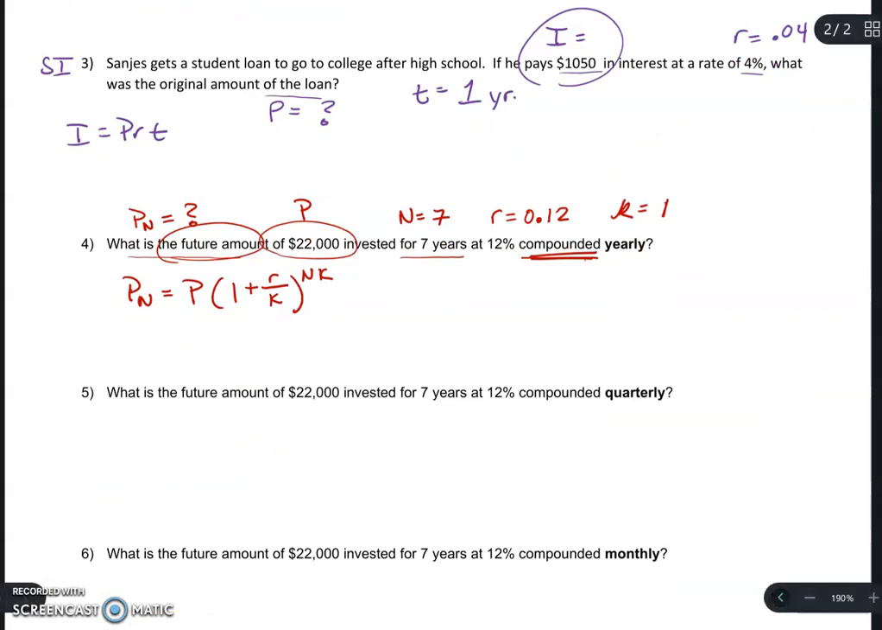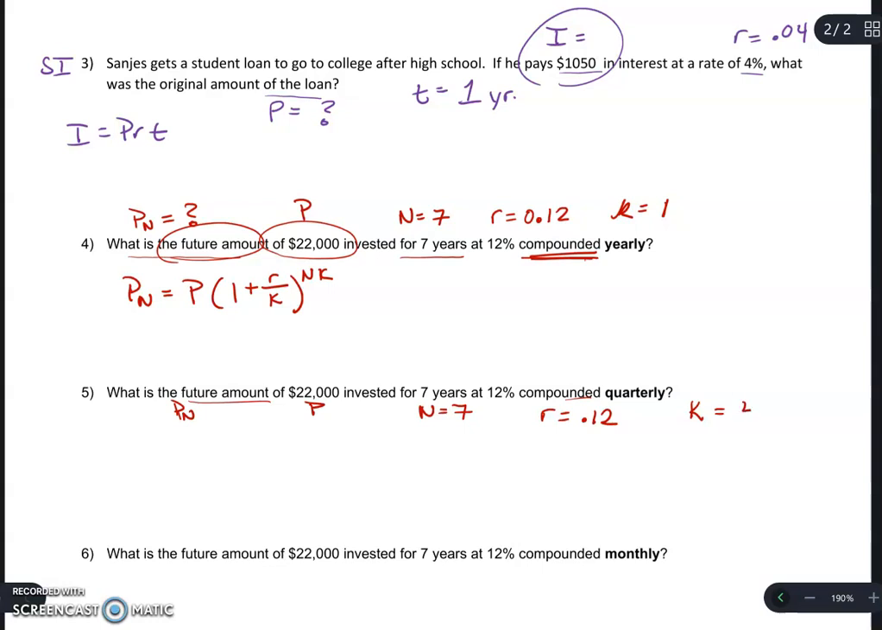Number 5, what is the future amount, or the P sub n here, of $22,000. Again, same principle for 7 years, same time, and this is on purpose. R equals the same rate, 0.12, compounded quarterly this time. So my K is going to be 4.